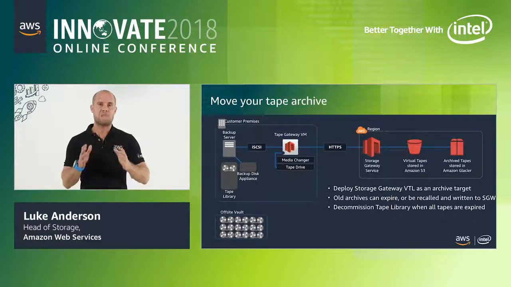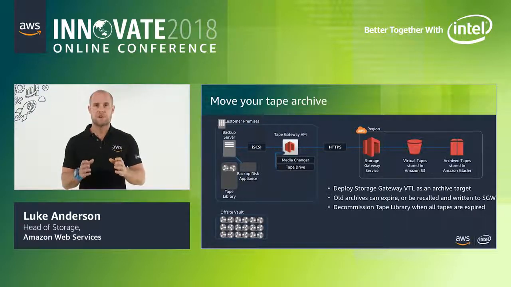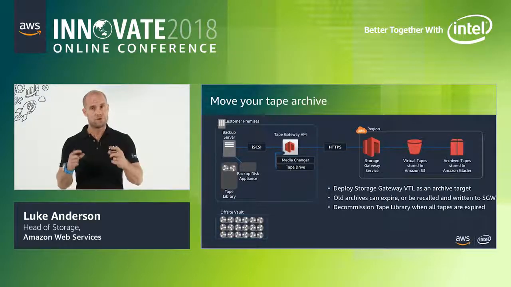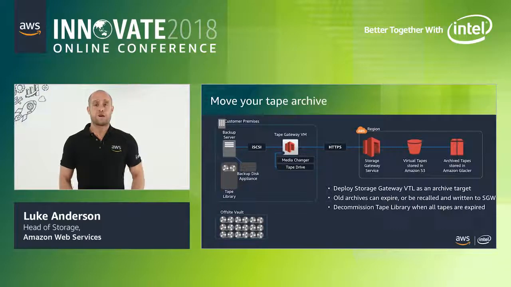First, you deploy the Tape Gateway virtual machine. You connect to the service and configure the backup server to connect to the AWS Storage Gateway via the VTL, Virtual Tape Library. Now the backups are being written to Amazon S3 and then archived across to Amazon Glacier. You can now stop writing to the tape infrastructure and utilizing the offsite vault.